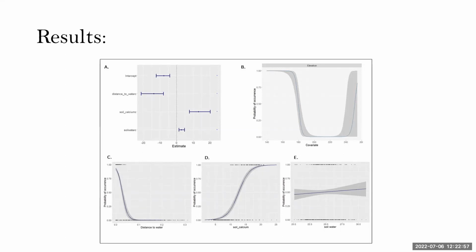However, soil calcium had a positive association with the occurrence of the bacteria between 10 to 25 units. Similarly, the results showed that higher occurrences of bacteria are expected in areas with soil water availability of between 20 to 30 volume percentage and elevation of 140 to 190 meters.